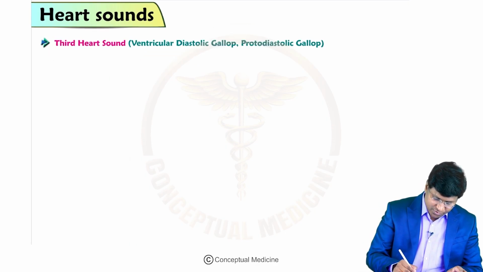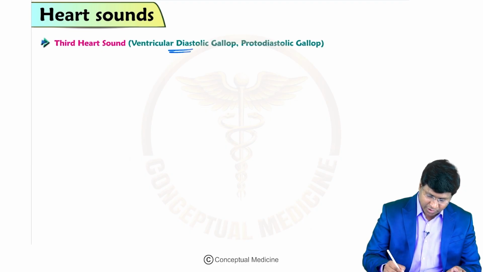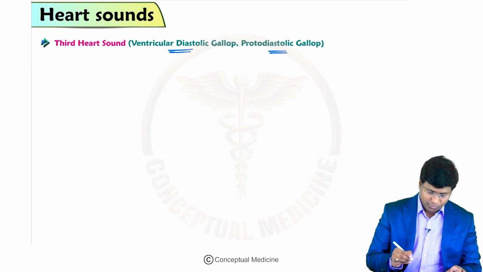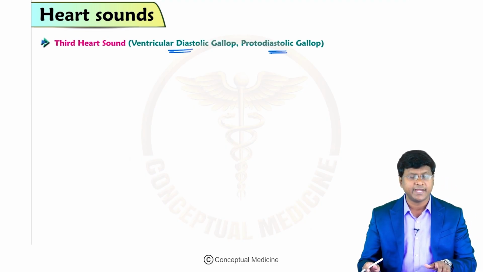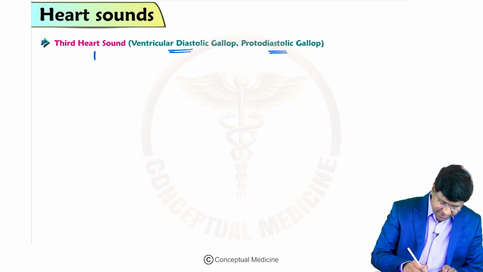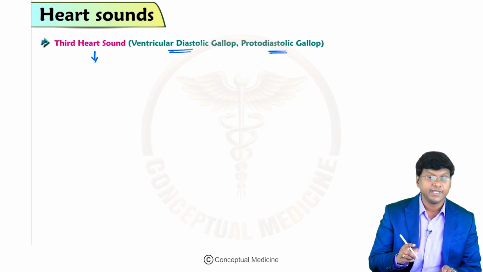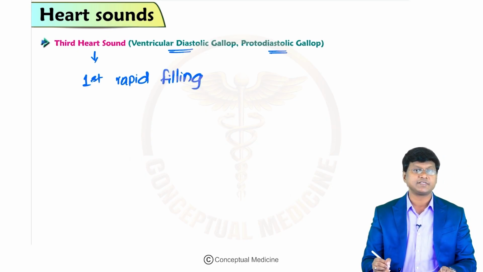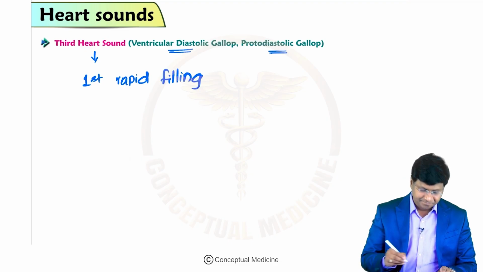The third heart sound is also called ventricular diastolic gallop, or protodiastolic gallop. So why does this third heart sound occur, and during which phase of the cardiac cycle do you have it? The third heart sound is heard in the first rapid filling phase of the ventricle. So it is heard during the first rapid filling of the ventricle.